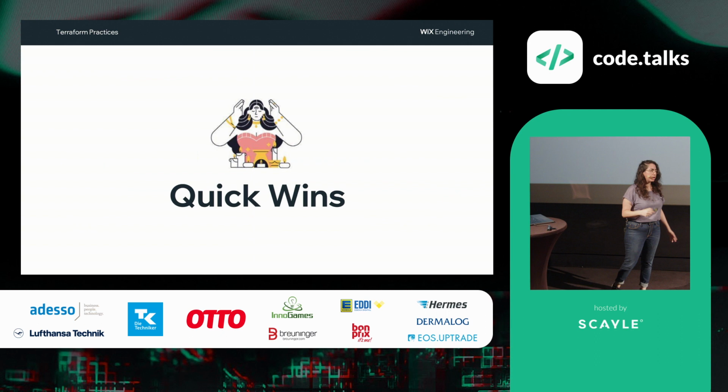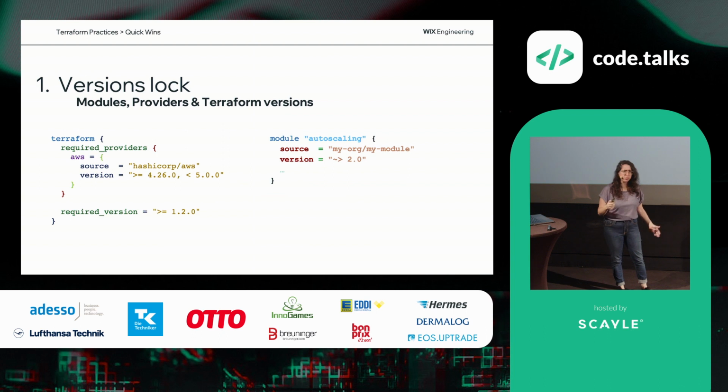OK, quick wins. When I think about or talk about quick wins, I mean things that you can do and achieve in a matter of minutes that will help you in the long run when you work with Terraform. So first of all, versions lock. The same as you have for requirements txt, packages JSON lock, right? Also, Terraform has a version and with specific syntax and features. So you should really lock the versions in the modules, provider, and Terraform version itself. These are examples how to do it.